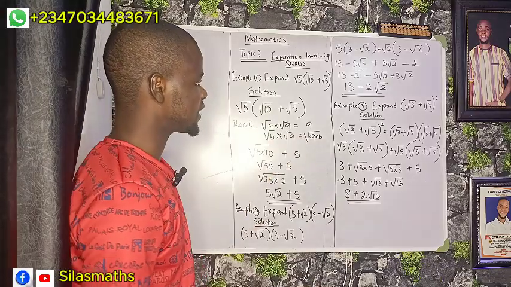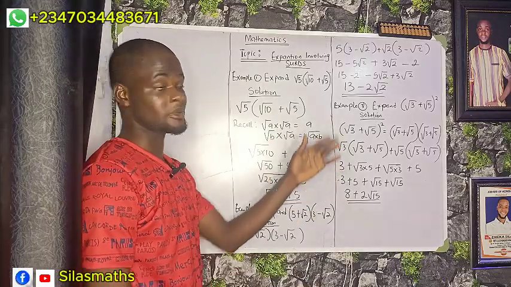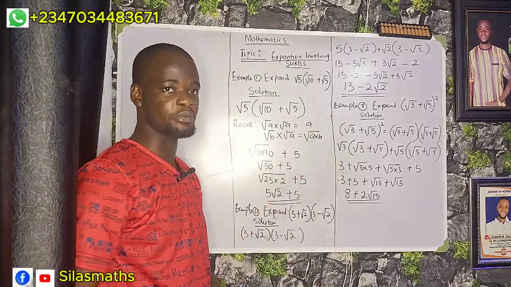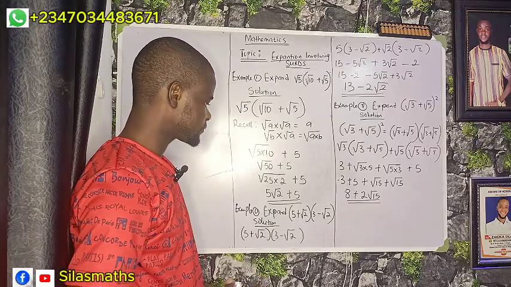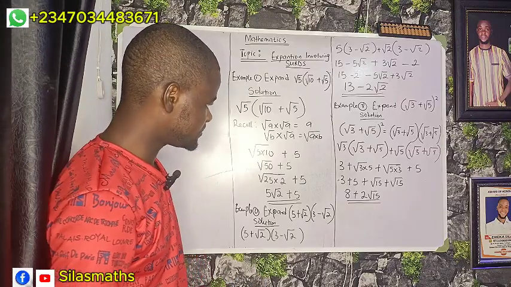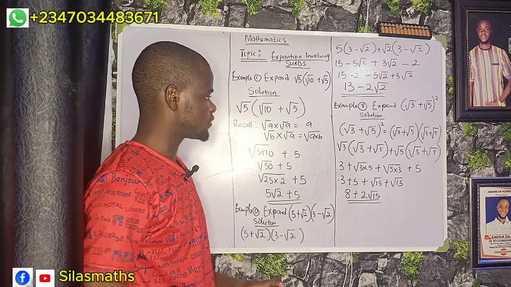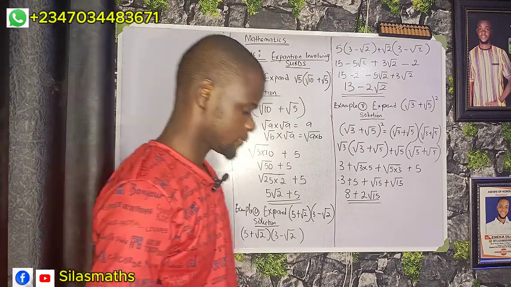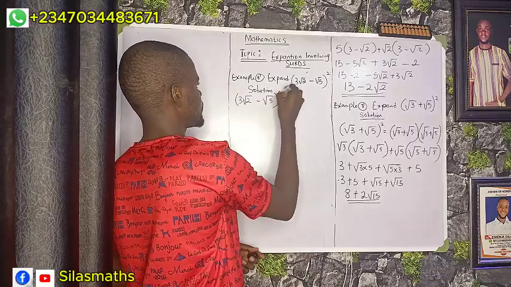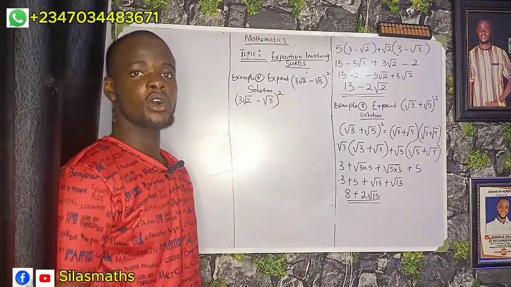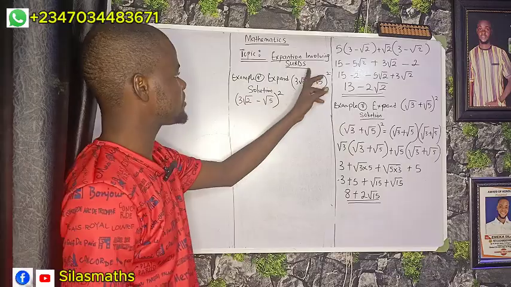So consider this, you see that expansion of surd or expansion involving surd are very, very simple and easy. So can we solve one more problem? Let's see if we can solve one more problem. Okay, so we have the problem that says we should expand this.